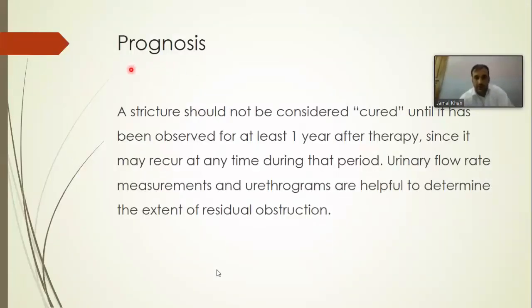Now we come to the prognosis. A stricture should not be considered cured until it has been observed for at least 1 year after therapy, since it may recur at any time during that period. Generally, its treatments and urethral problems are helpful to determine the extent of the urethral fracture.